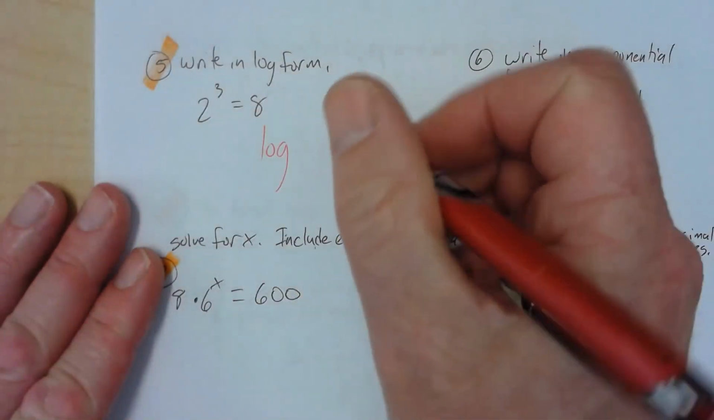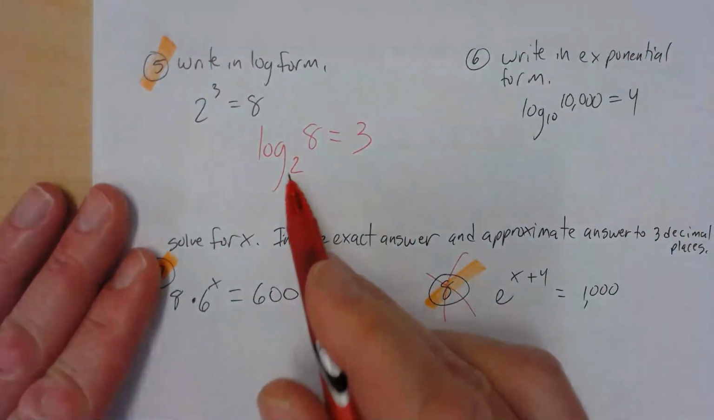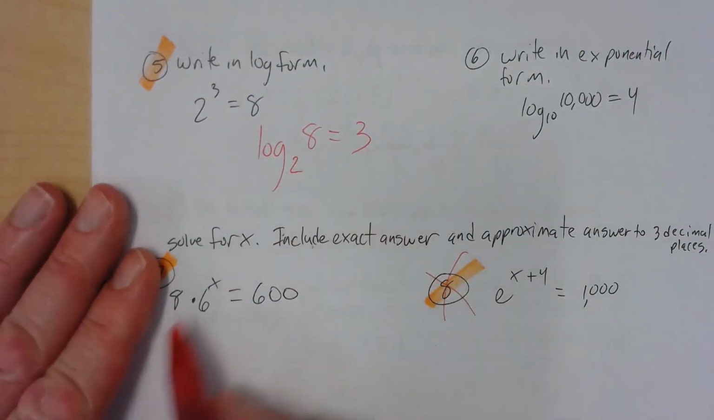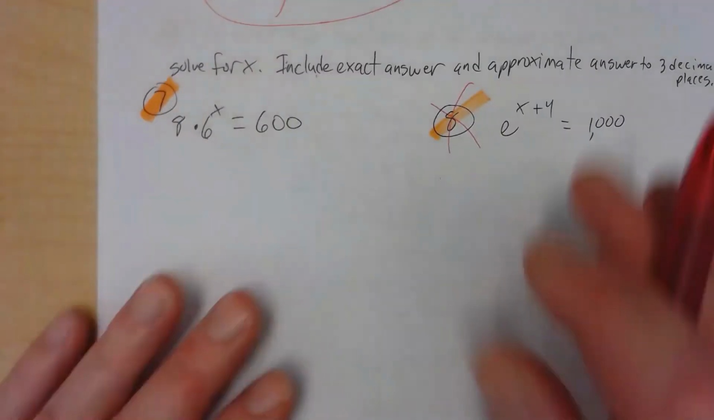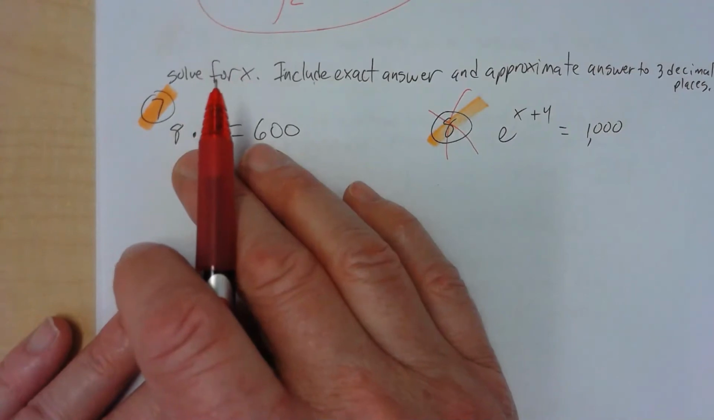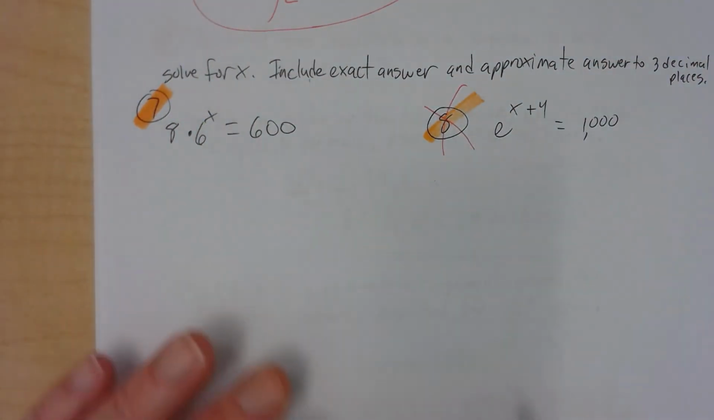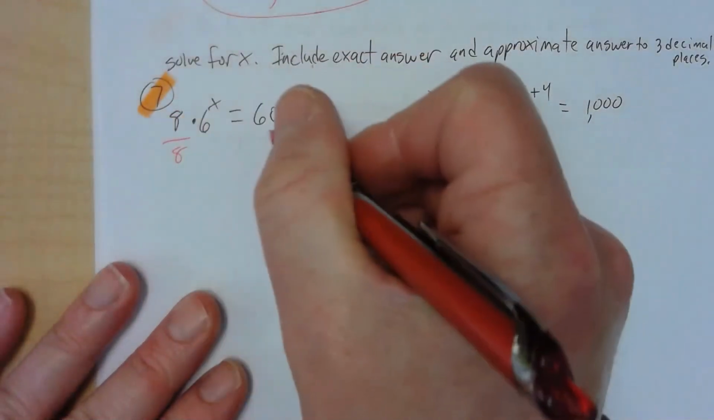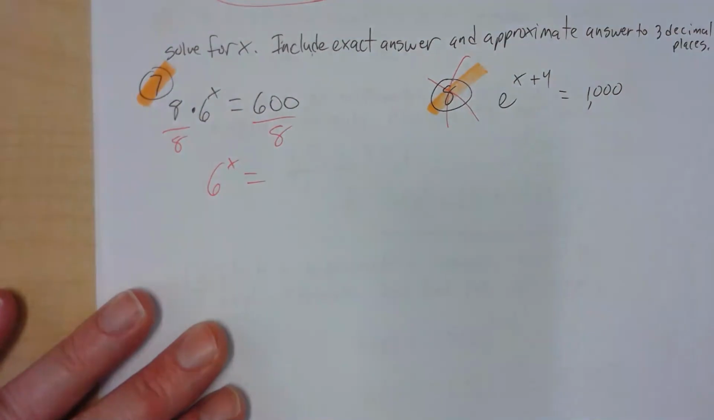Bay it up. Log base 2 of 8 is 3. There's the base, there's the exponent, there's the answer. I decided to do this one because the e solving is on the next page, so the last question. So divide by 8. So you've got to do basic algebra first.